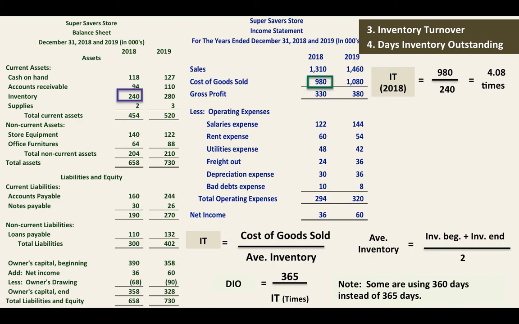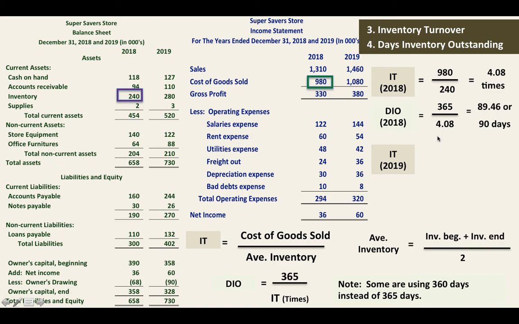And for our days inventory outstanding, it will be 365 days divided by the inventory turnover number of times of 4.08, and you will get 89.46, rounded off to 90 days.